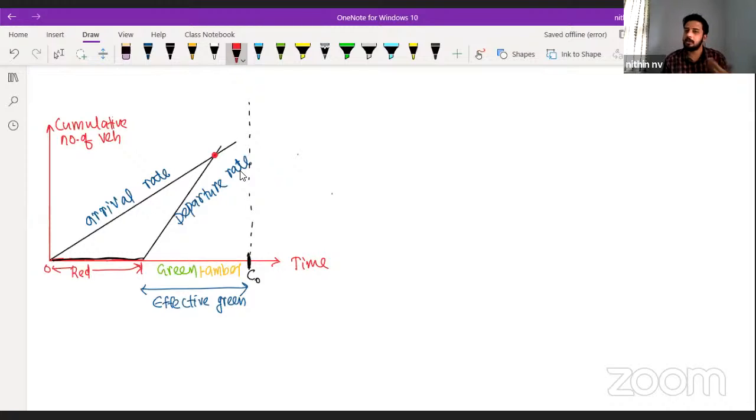All the vehicles are departing even before the green signal is over, which means even after all vehicles have cleared the intersection, we still have some green time left where there are no vehicles to depart. All the vehicles which were in the queue have already cleared the intersection. And if it is exactly on the C naught, it means the moment green time is over, all the vehicles are cleared.